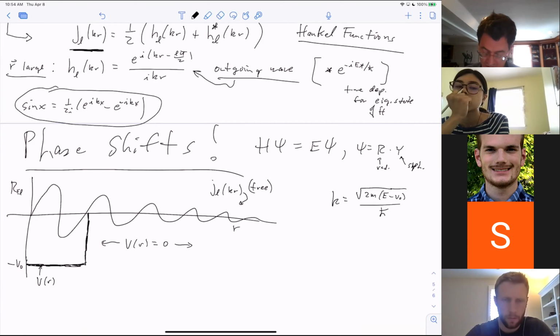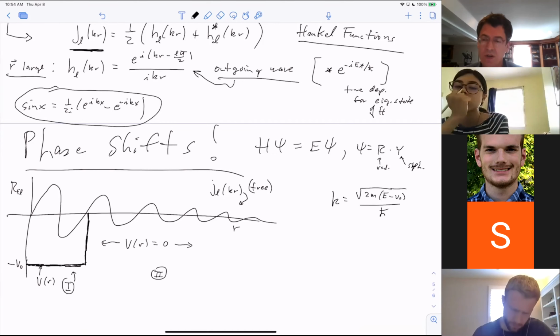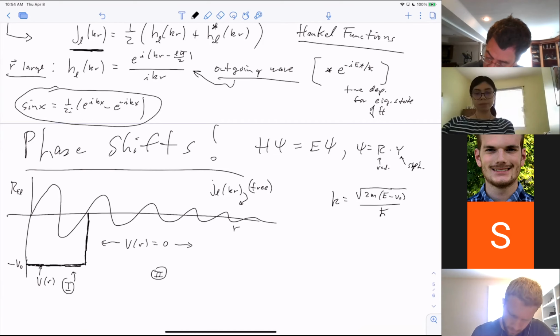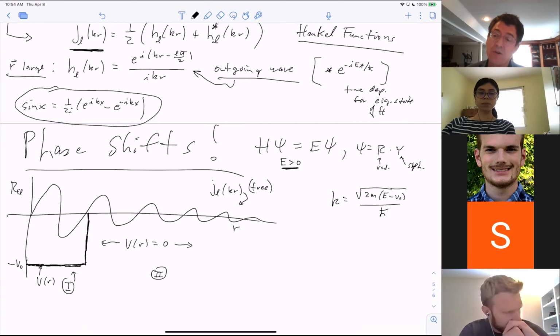I'll call this region 1, and I'll call this region 2. What happens to the wavelength in region 2? Tell me. And this is all for positive energy, remember? Positive energy. What does the wavelength do in region 1? And you know the answer.